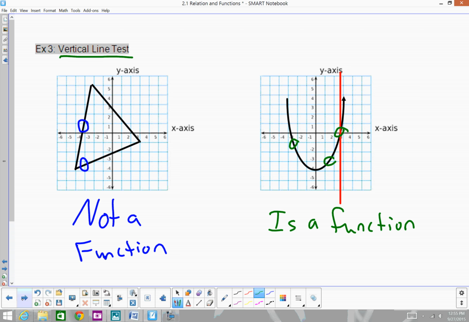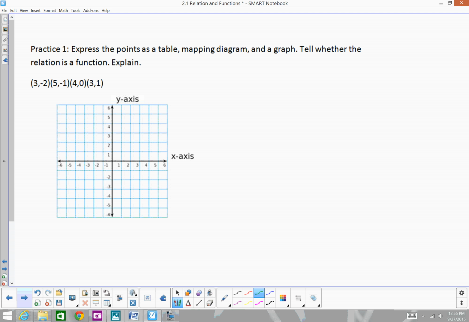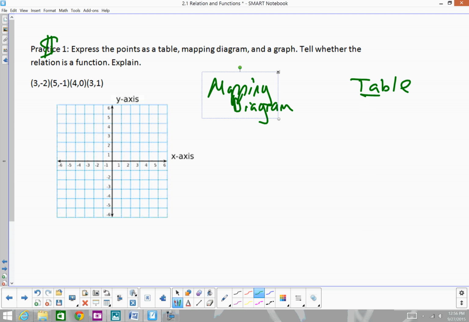What I would like you to do now is take the information from the first two examples, and you're going to go through the practice set. For practice 1, you're going to illustrate this information as a graph, a mapping diagram, and a table. Then you are going to represent if this is a function or not. Okay? Good luck. Once you finish your money problem and it's checked, please go through your midpoint check problems and your practice. See you next time.